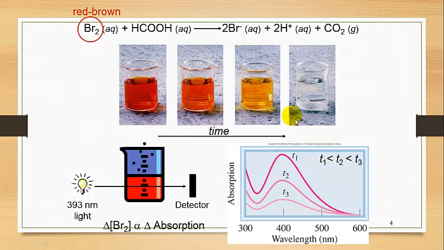The purpose of this chapter is really time. Is this going fast? Is this going slow? What is the rate of bromine being decayed? What is the rate of HCOOH, formic acid, being decayed? What is the rate of this product being formed? What is the rate of this chemical product, H+, being formed? And what is the rate of CO2 gas being formed in our units of molarity over seconds?